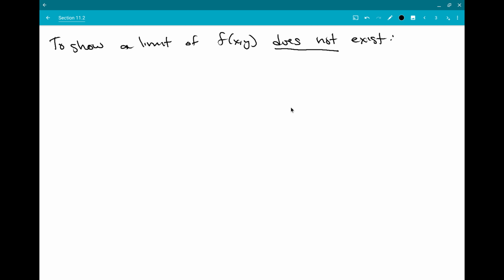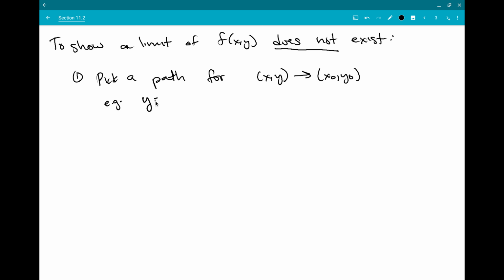So if you want to show that a limit of f of x y does not exist, what you're going to do is you're going to pick a path for your limit. So you're trying to take some x y to x0, y0. And we'll see some examples of paths that you can take, but they can be like y equal to a constant times x, so y equal to 1x, y equal to 4x, so on and so forth.